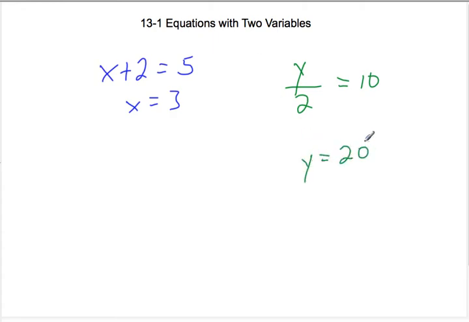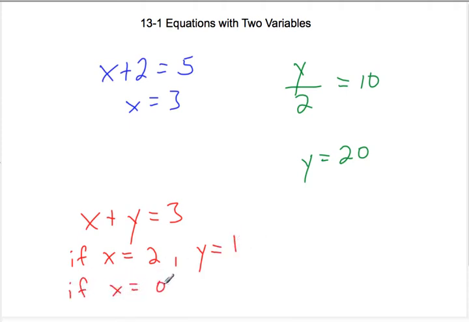Okay. Now when we're talking about equations with two variables, like x plus y equals 3, we can't really solve it in the same way because the value of x depends on the value of y, or the value of y depends on x, right? I can't say what's x and what's y because if x is 2, then y would equal 1. Or if x equals 0, then y would equal 3. Okay, so it all depends.